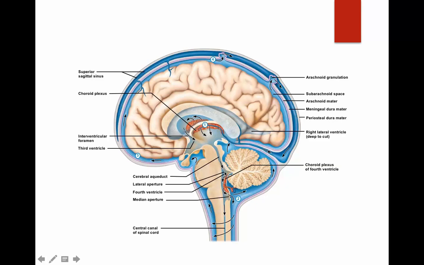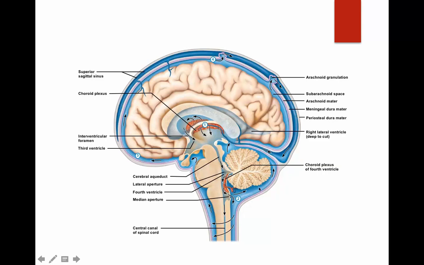Now, once it reaches the fourth ventricle, it has some options. Remember, it can either go through the lateral aperture, so we have 2 lateral apertures, or through a single median aperture, or it continues on through the central canal of the medulla and into the spinal cord. Okay? So if it chooses to go through an aperture, those openings open up to the subarachnoid space, meaning from the fourth ventricle, we can have flow of our cerebrospinal fluid into the subarachnoid space.